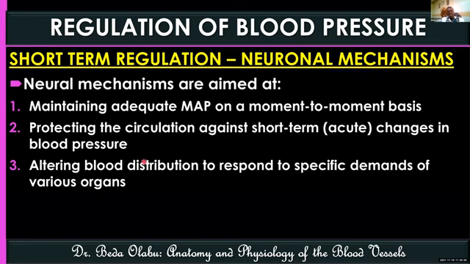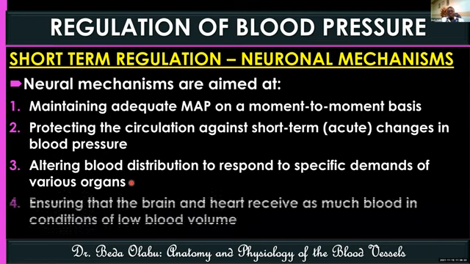Neuronal mechanisms also alter distribution of blood to respond to specific demands of various organs. For example, they're able to alter blood flow to a particular organ and not another at any given time. They can make blood go much to the heart and less to the liver, for example, or less to the intestines. They can make blood flow much to the skin and less to other structures. So they alter distribution based on demand.